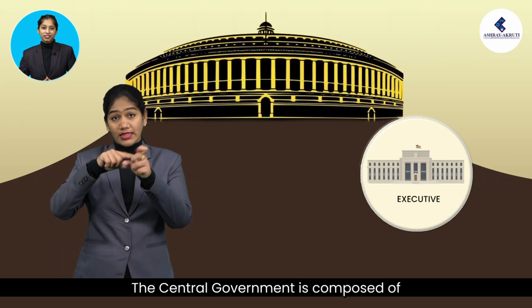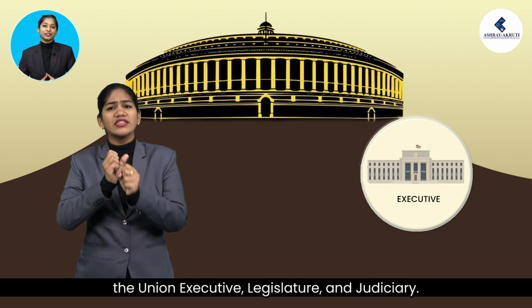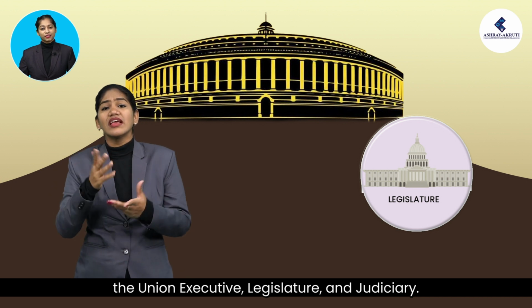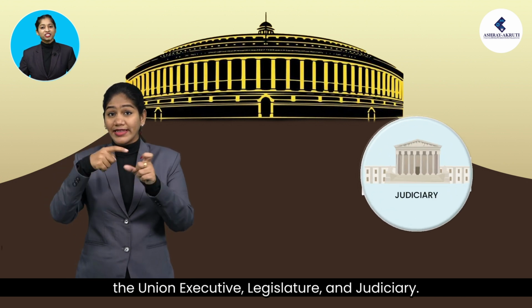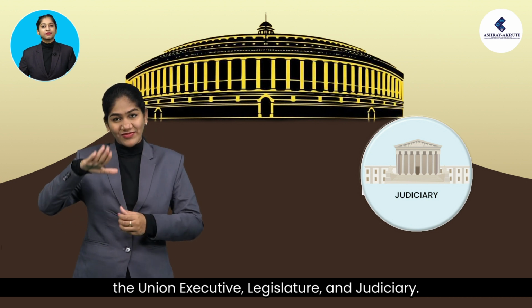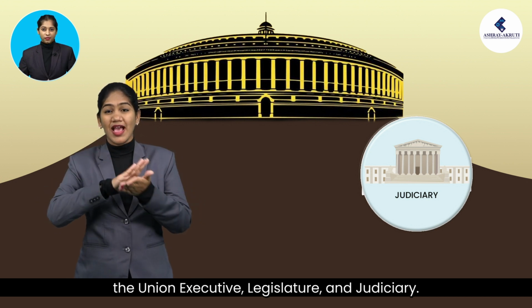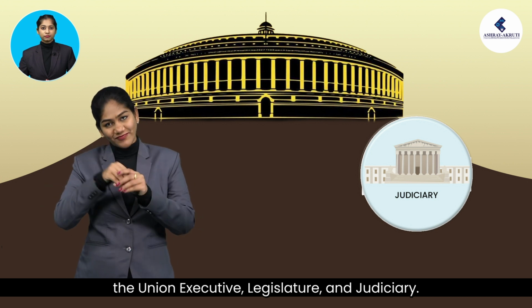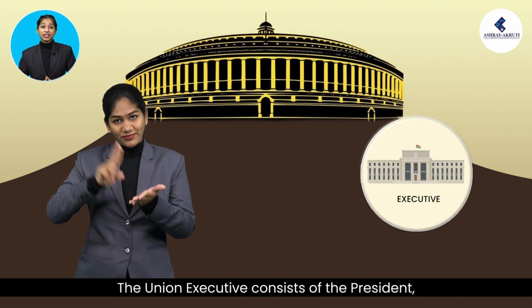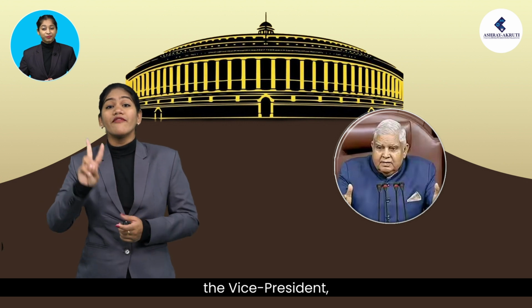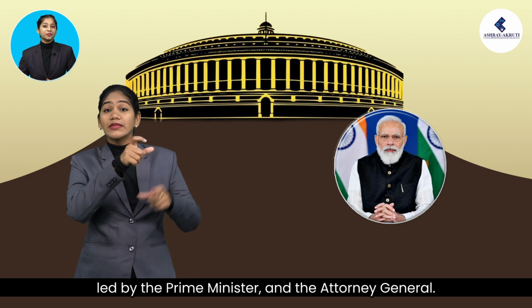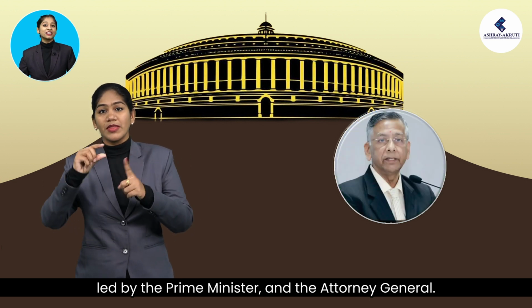The central government is composed of the Union Executive, Legislature and judiciary. The Union Executive consists of the President, the Vice President, the Council of Ministers, led by the Prime Minister, and the Attorney General.